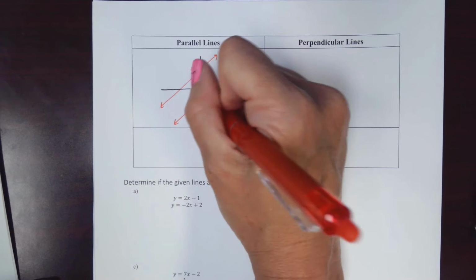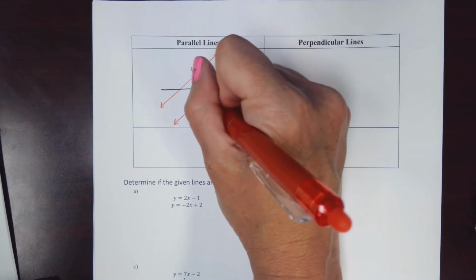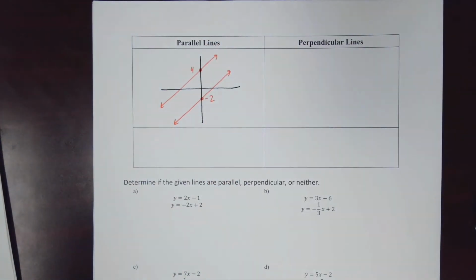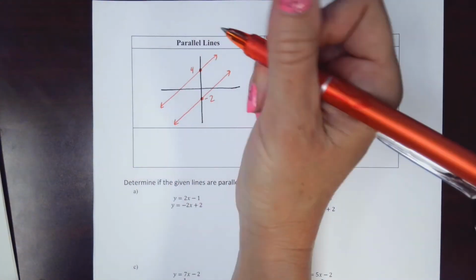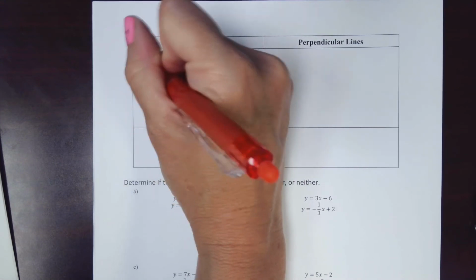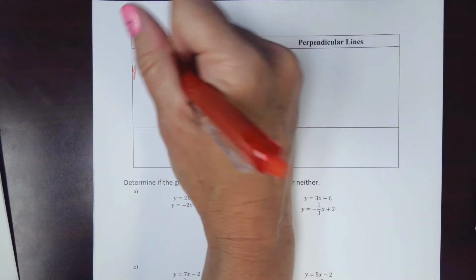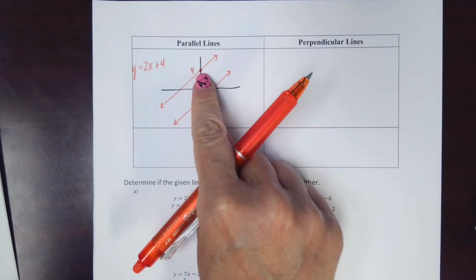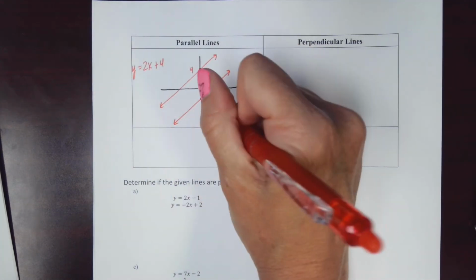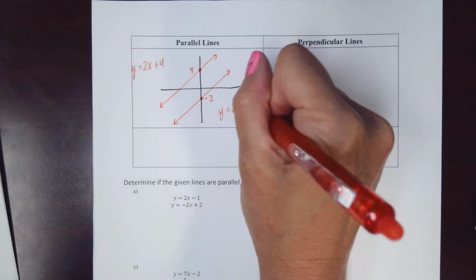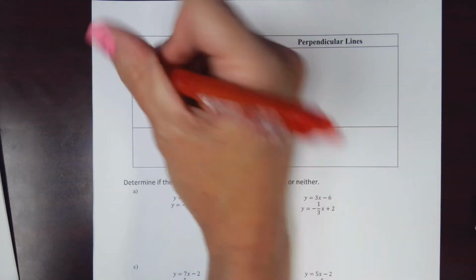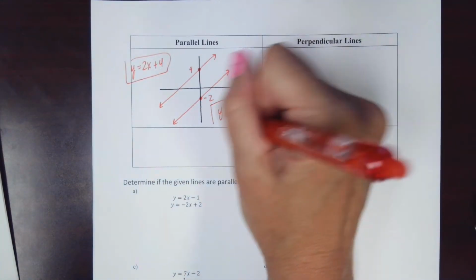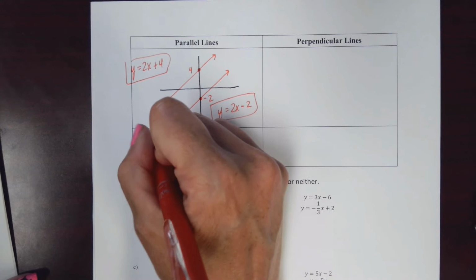Let's say this goes through at 4 and at -2. I'm going to give these two lines a slope of 2. So this one I could say is y equals 2x plus 4. That's my y-intercept at 4. And this one would be y equals 2x minus 2. There's my y-intercept at -2. Two lines that never intersect are parallel.